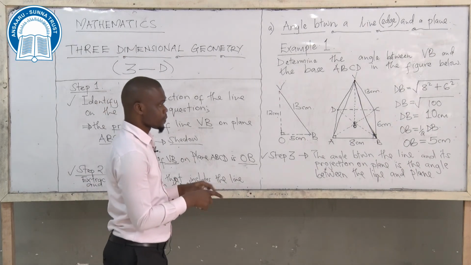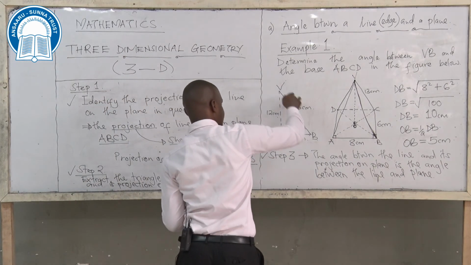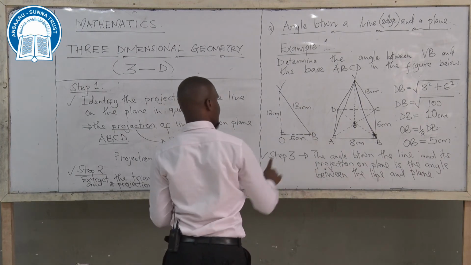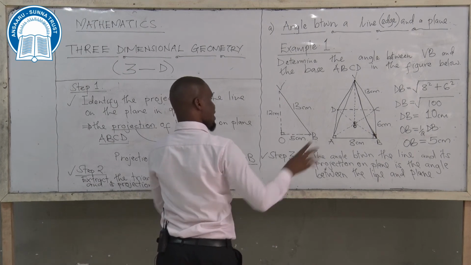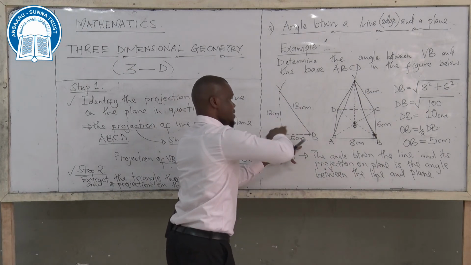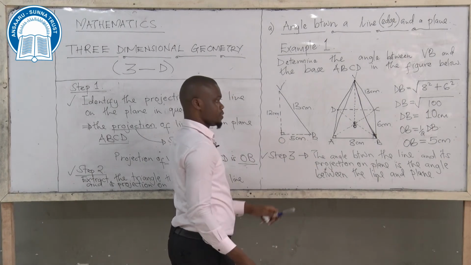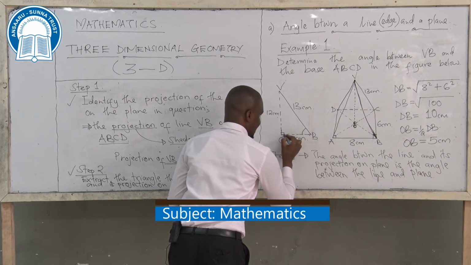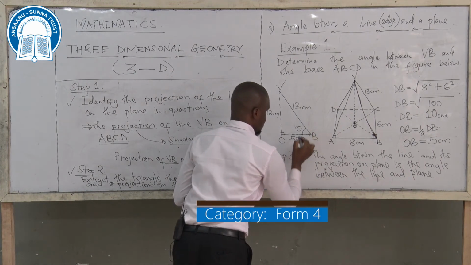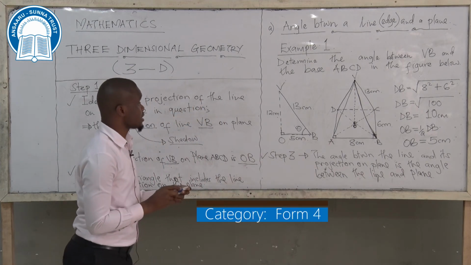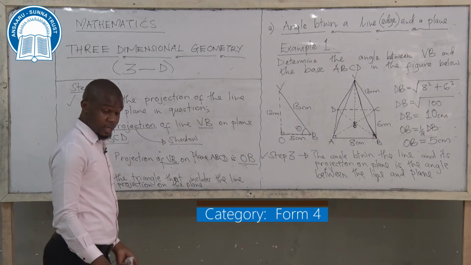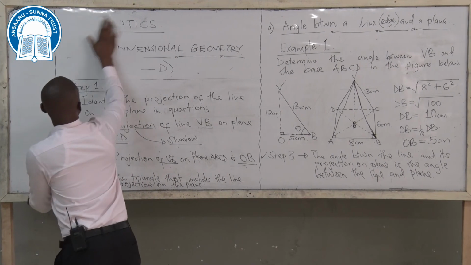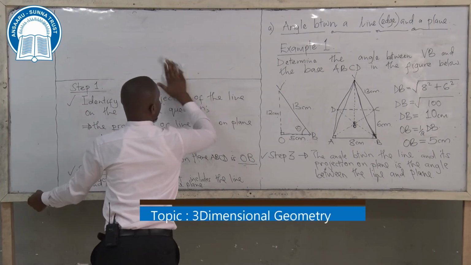So in this case, the line we have is VB, but the projection is OB. We are asked about the angle between the VB and the plane, but we are being told in step 3 that if we can get the angle between the line and its projection, then that angle is the same as the angle between the line and the plane.